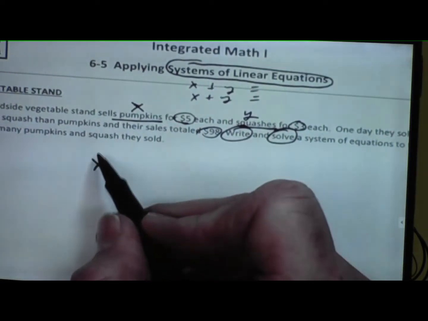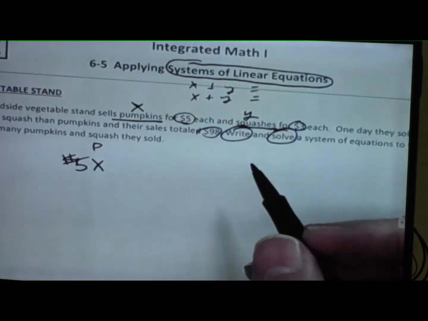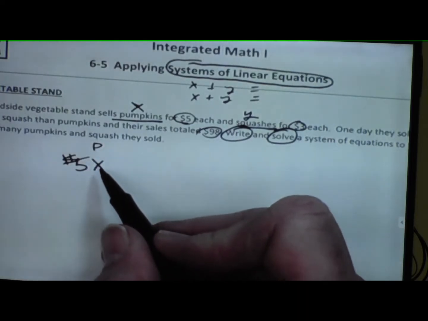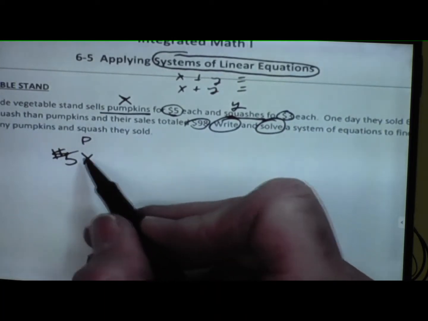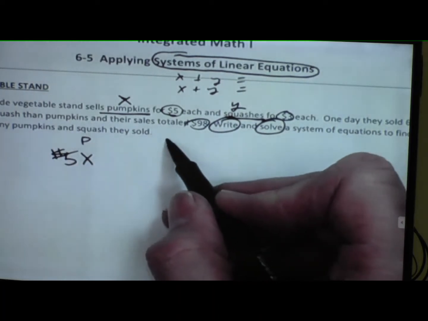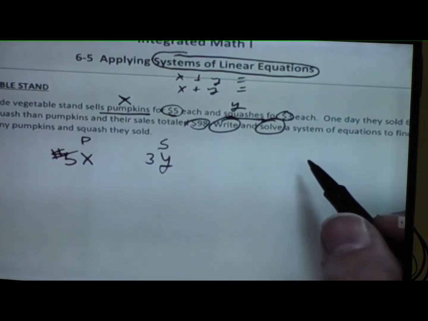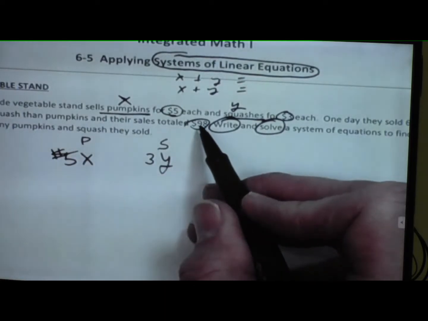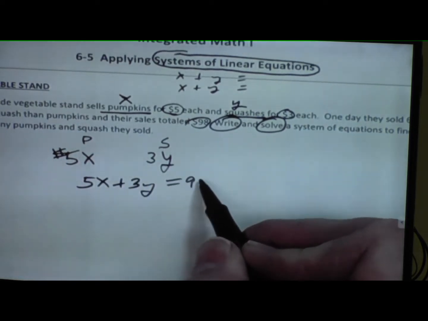Well, that's the number of pumpkins, but the price of the pumpkins will be $5 times X. So we have X for the number of pumpkins, but if this person sold 10 of them, that's $50. We don't know how many it is, but that's how the amount works. And then for squash, we're going to call that Y, and the amount of money would be $3 times Y. And we know that on one day, when they sold some pumpkins and some squash, it equals $98. So we have 5X plus 3Y is equal to 98.